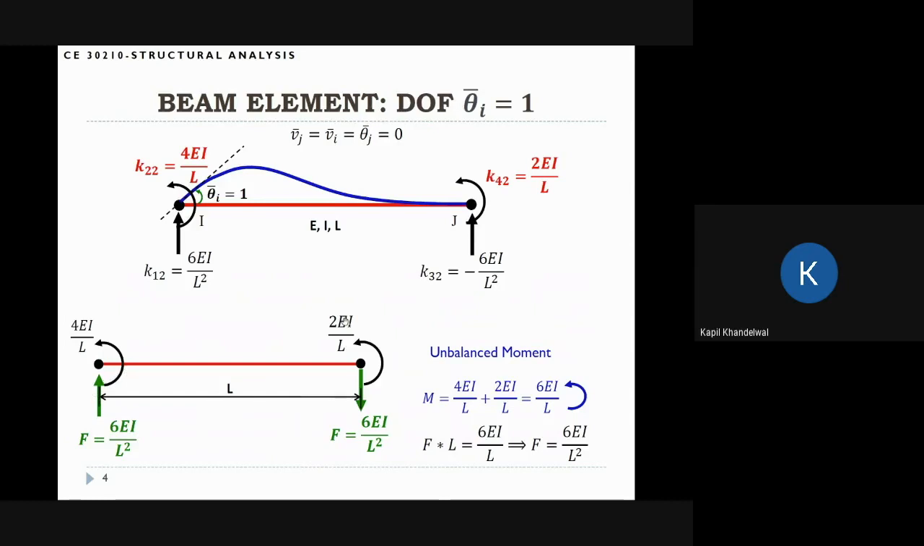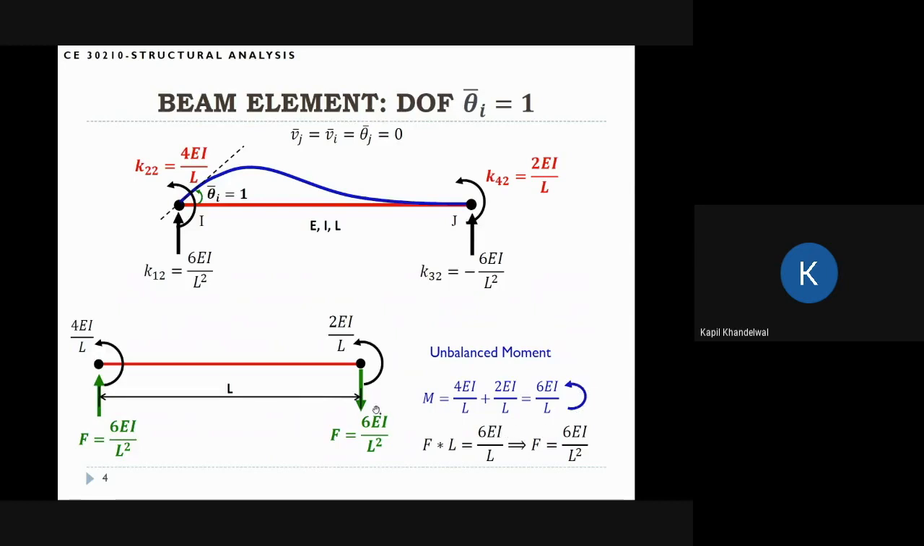And if we again draw the free body diagram with these 2 moments acting, 4 EI by L and 2 EI by L, you can see that now there is an unbalanced moment on this beam. The total unbalanced moment is 4 EI by L plus 2 EI by L. So the unbalanced moment is 6 EI by L. And this moment is acting in the anti-clockwise direction.